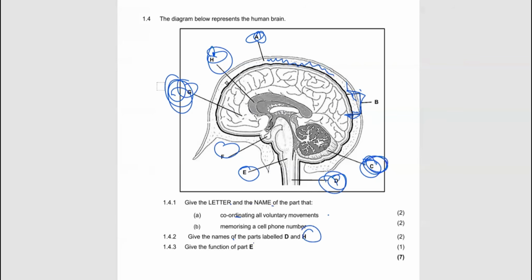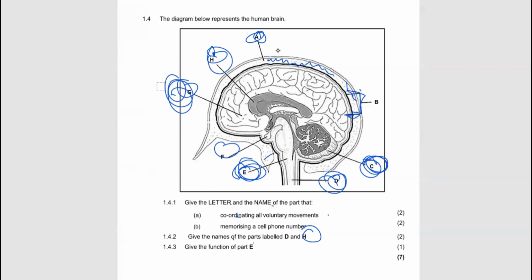Corpus callosum. Spinal cord is a center for reflex action. Corpus callosum allows communication between the two hemispheres. You see? Give the function of E. You ask yourself, where is E? E is here. So if this is E, this is medulla oblongata. Give the function of E. Medulla oblongata is responsible to control all involuntary actions.